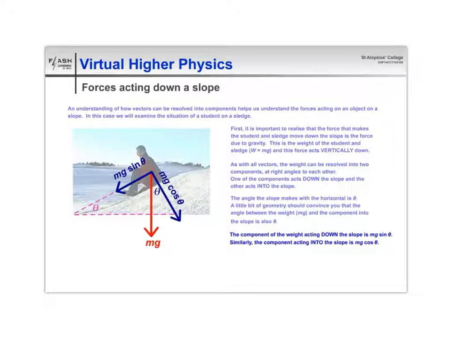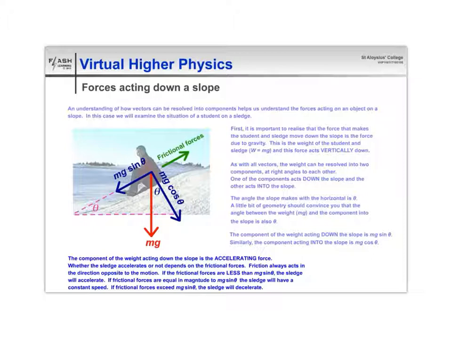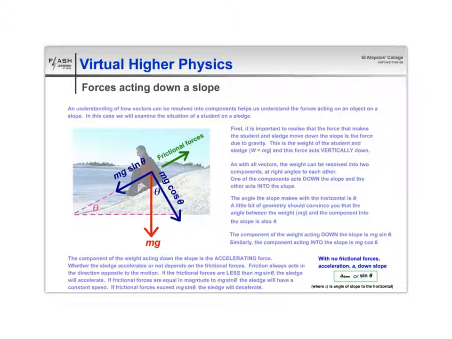If we then start to consider the other forces acting, then we might have frictional forces acting up the slope, and so it would be the interaction between the mg sin theta and the frictional forces that would control the acceleration. So the acceleration is proportional to sin theta.